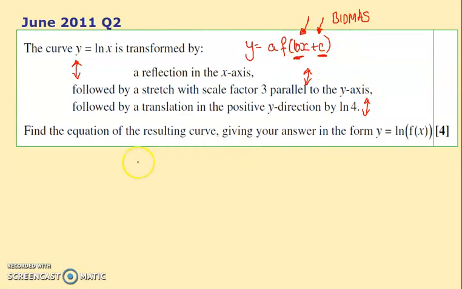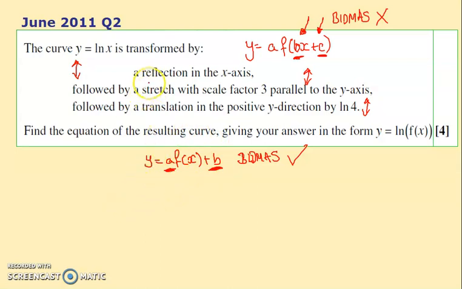Now when we have things outside the bracket, so for instance it might be a f of x plus b, we've got two transformations and they're both outside the brackets. Well, now you do follow BIDMAS. So on the first one I said BIDMAS is a no. Here BIDMAS is a yes, because it's outside the bracket, we do what it says. We do things in the right order.